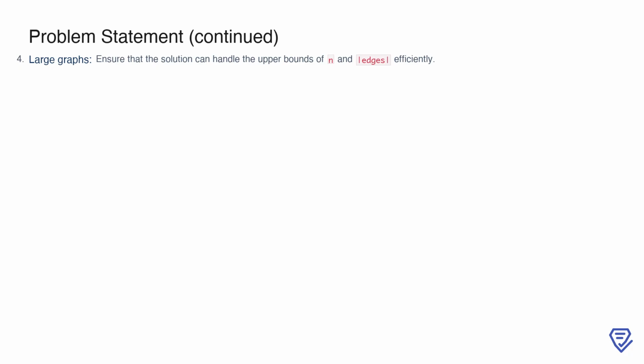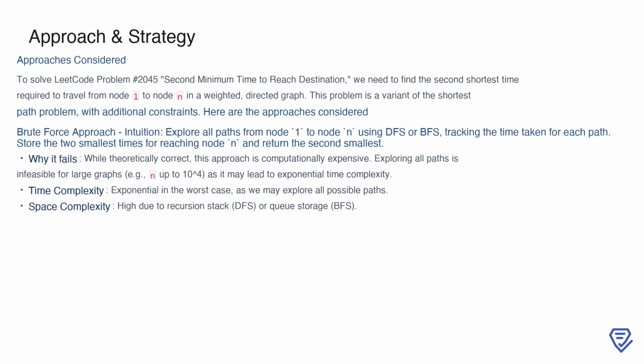Similarly, if there's only one valid path between the nodes, no second minimum time exists, so the output is also -1. Finally, when multiple paths have the same travel time, the solution must correctly distinguish between the shortest and second shortest paths. These considerations ensure that the solution is both correct and optimal for a wide range of scenarios. To solve problem number 2045, we need to find the second shortest time to travel from node 1 to node n in a weighted, directed graph.